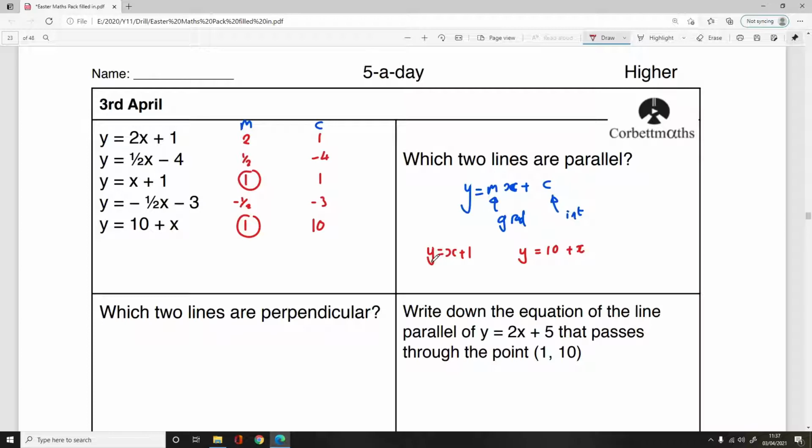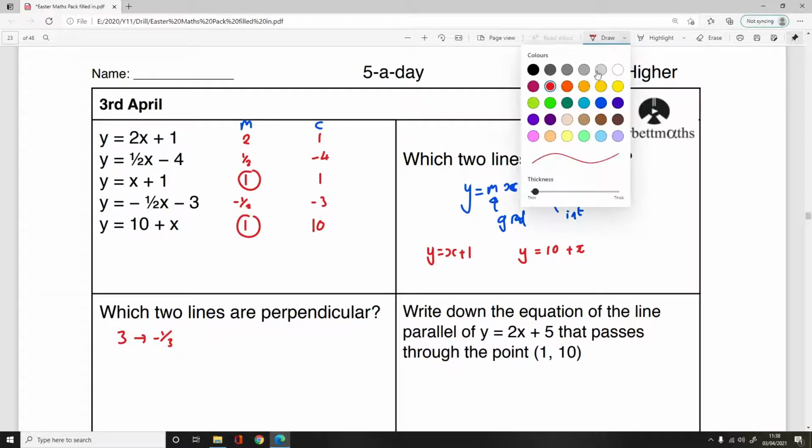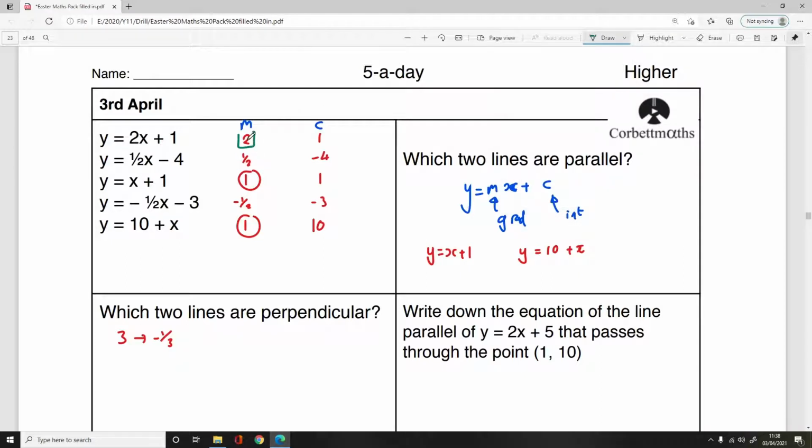Well, perpendicular means the gradients are what we call negative reciprocals. That means you flip and you change the sign. So, for example, the negative reciprocal of 3 would be minus a third, and if one line had gradient 3 and one had gradient minus a third, they'd be perpendicular. So in this instance, the ones that are perpendicular are the 2 and the minus a half. Flip it, put a minus sign on it. So y equals 2x plus 1, and y equals minus a half x minus 3.